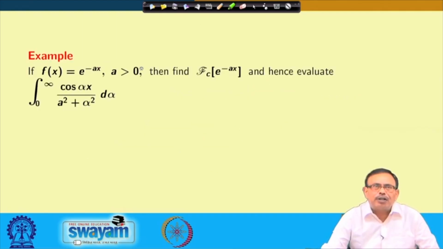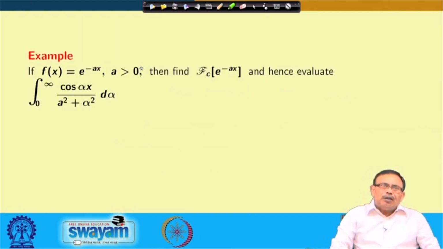Now, let us see the next problem. This is the other one, on the same tone we will do it. The function is the same, e^(-ax), but here I want to find out the Fourier cosine transform of e^(-ax), and from there I want to find the value of the integral from 0 to infinity of cos(alpha x) by (a square plus alpha square) d alpha.